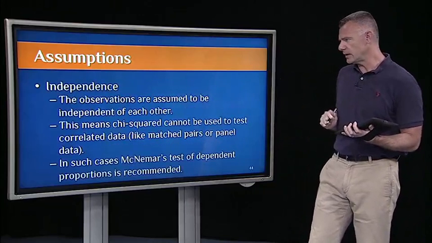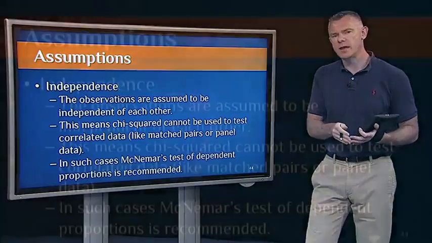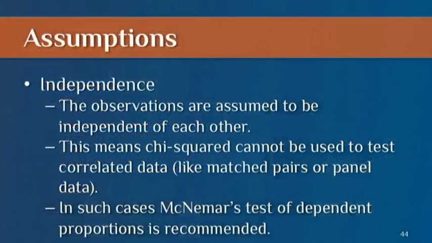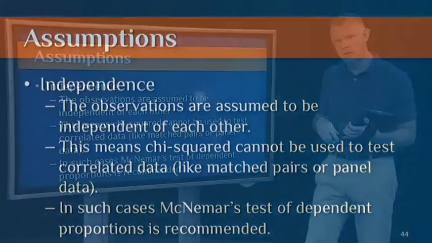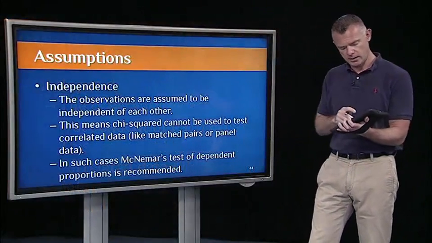The other assumption is independence. So the voters that are observed in one category have no influence over voters that are observed in other categories. So chi-square can't be used to test correlated data, so matched pairs or panel data. In such cases, we'll use McNemar's test of dependent proportions. Again, that's a non-parametric test, which we'll cover next week.